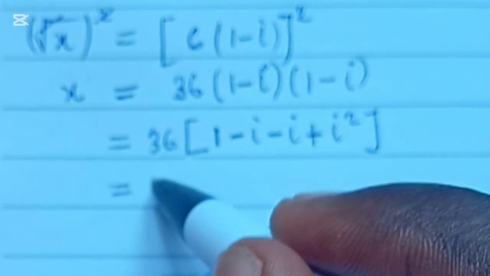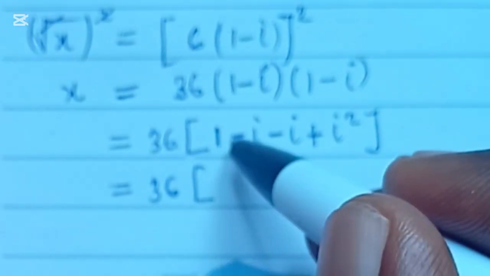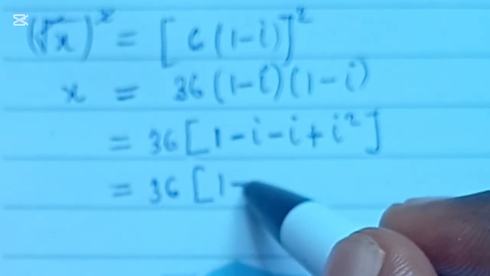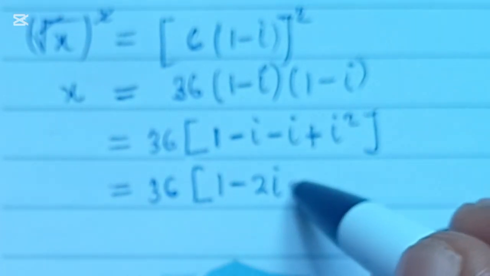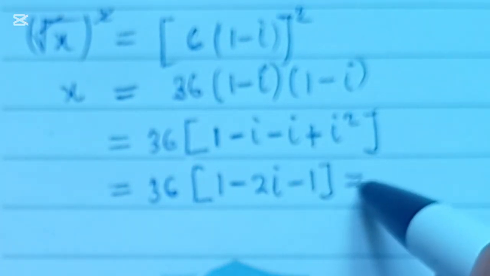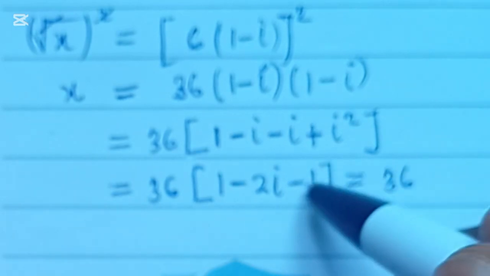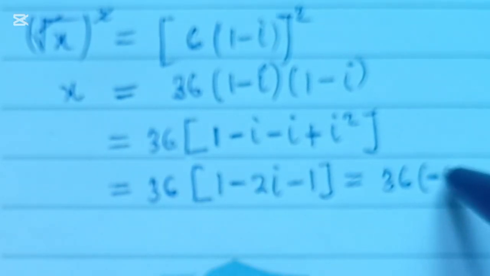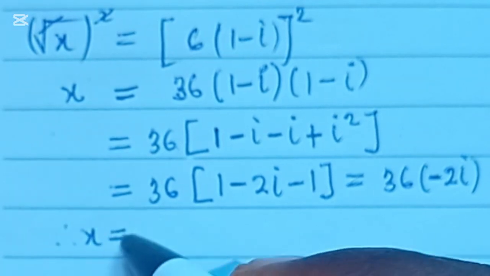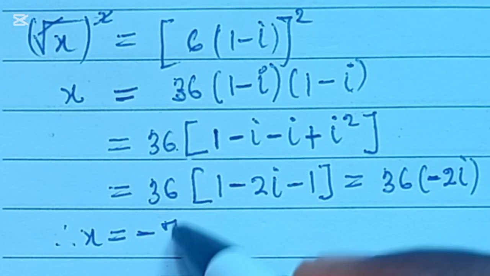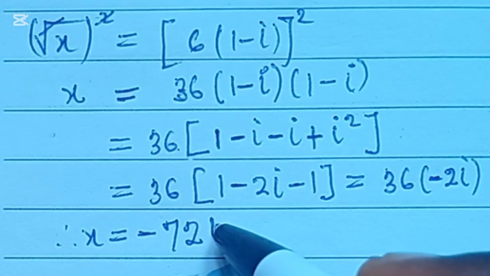And then this gives us 36, and then we have 1 minus 2i. i squared is going to give us minus 1, and then we are left with 32 bracket 1 cancels out 1, and then we're left with minus 2i. So finally, we have that x is equal to minus 72i.